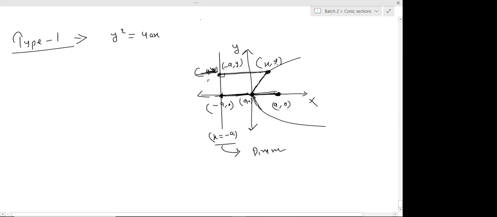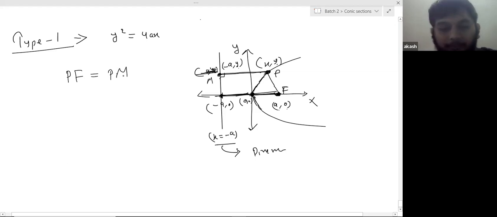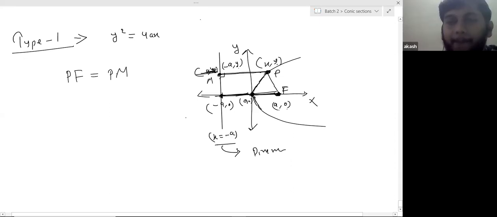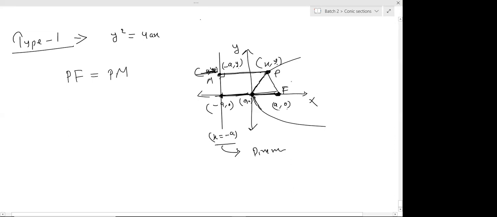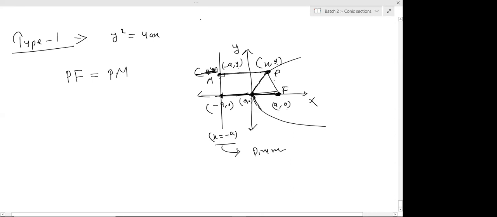Okay, let's name it. This is M, this is P, and this is F, the focus, right? So according to the definition of parabola, any point on the parabola should be equidistant from P to F and P to M. So by definition PF equals PM. Is this right? Yes. Everyone? Mazia, Atisha? Yes, sir. All right. So how to calculate PF? Atisha, can you tell? Yes, sir. How to calculate PF?